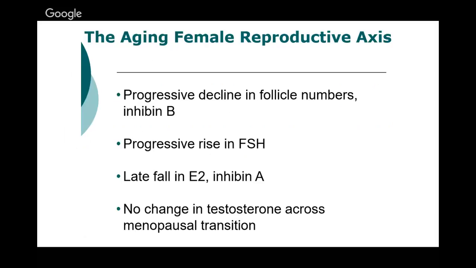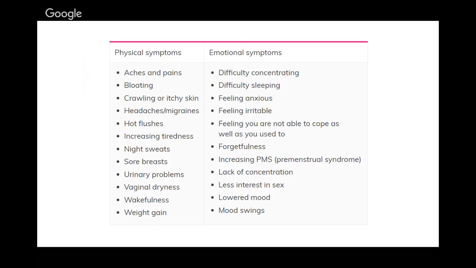Okay, so menopause. In menopause you have a progressive decline in follicle numbers and a progressive rise in FSH. Estrogen doesn't fall until late, but you don't have any change in testosterone. So it's just a list of things that happen in menopause, what kind of things can happen to what kind of hormones, and it's pretty much just memorizing.